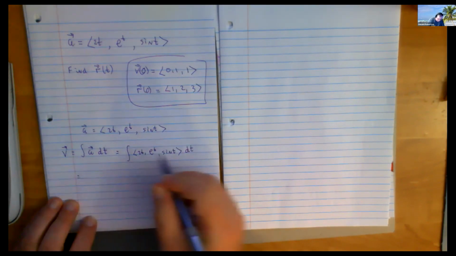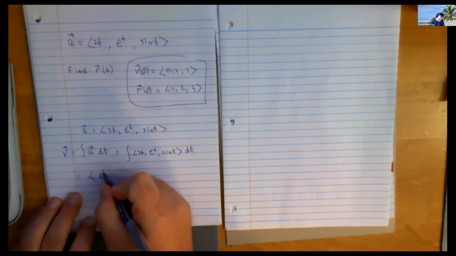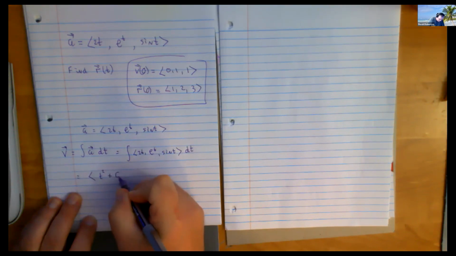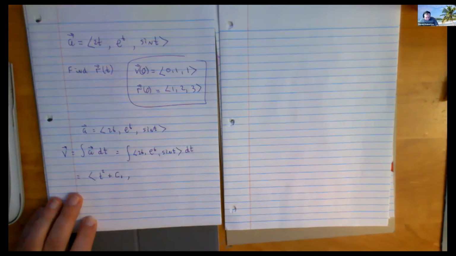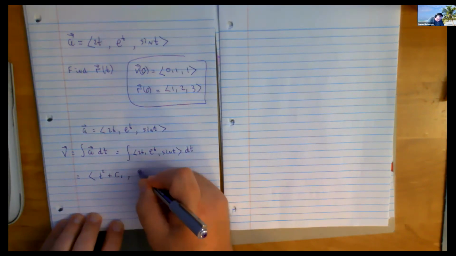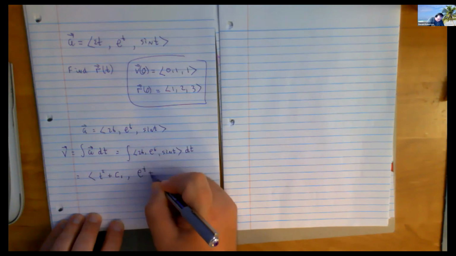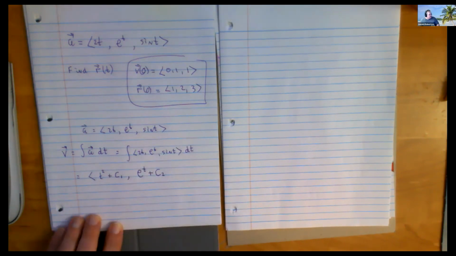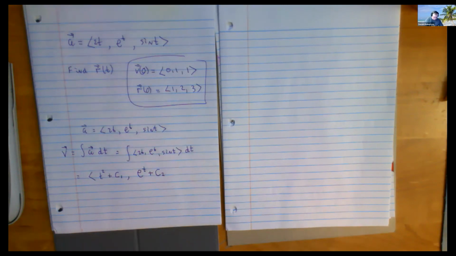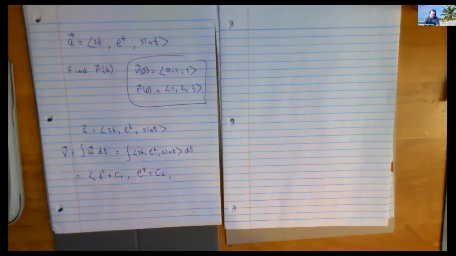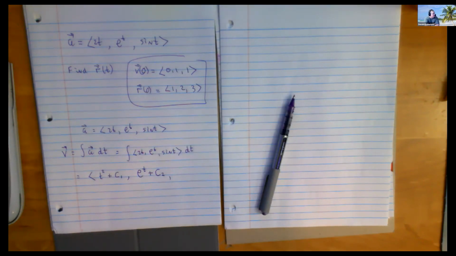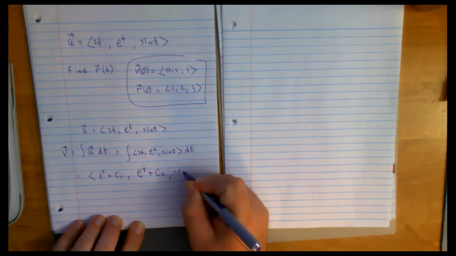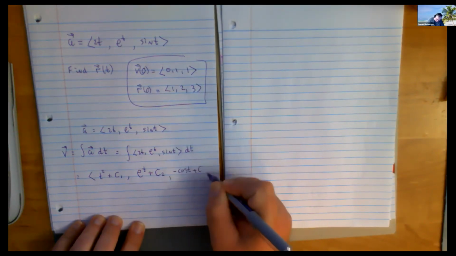Well, what does that get you? If you integrate 2t, you get t squared plus an arbitrary constant, which I'm going to call c1. Now, if you integrate e to the t, you get e to the t plus a different arbitrary constant. Remember, you have to have a different c for each one of the 3 components. And if you integrate, this is a 50-50, if you integrate sine t, what do you get? Negative cosine t, plus an arbitrary constant, which we'll call c3.